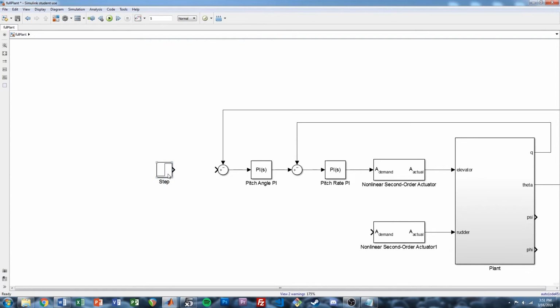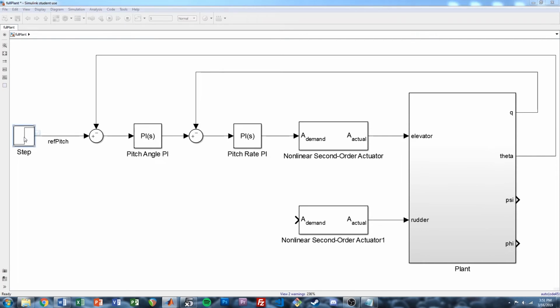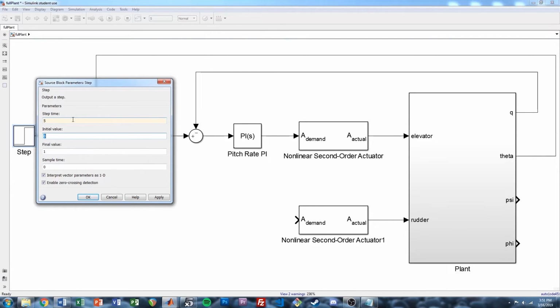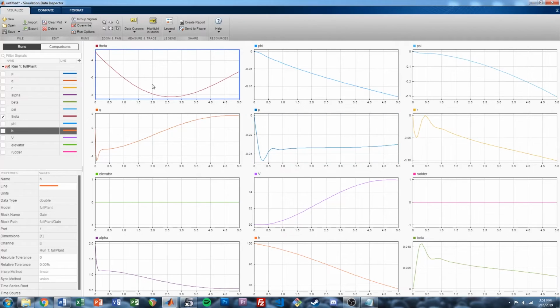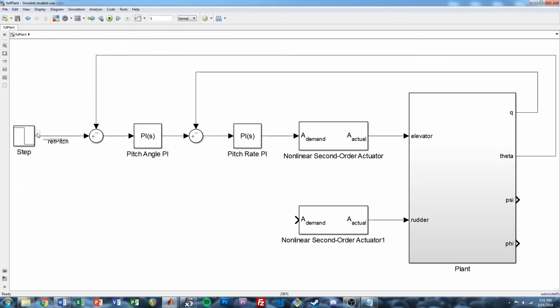We're going to drive this with a step command. This is going to be called pitch ref. I'll log this signal. And let's say at 5 seconds, let's go from our initial value of 0 down to -5. So what are we starting at? We're starting actually pretty close-ish to -5. So it should track up to 0 and then down to -5.